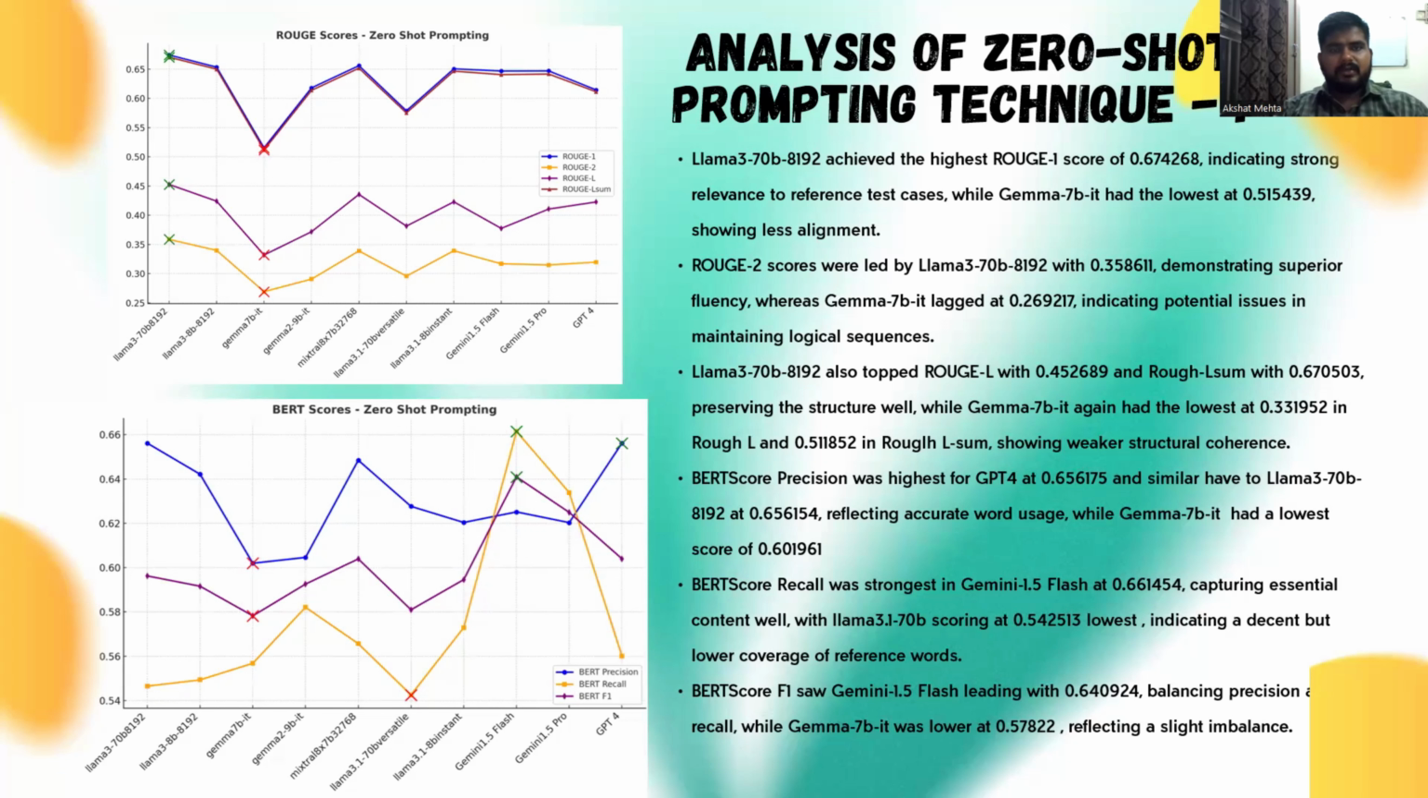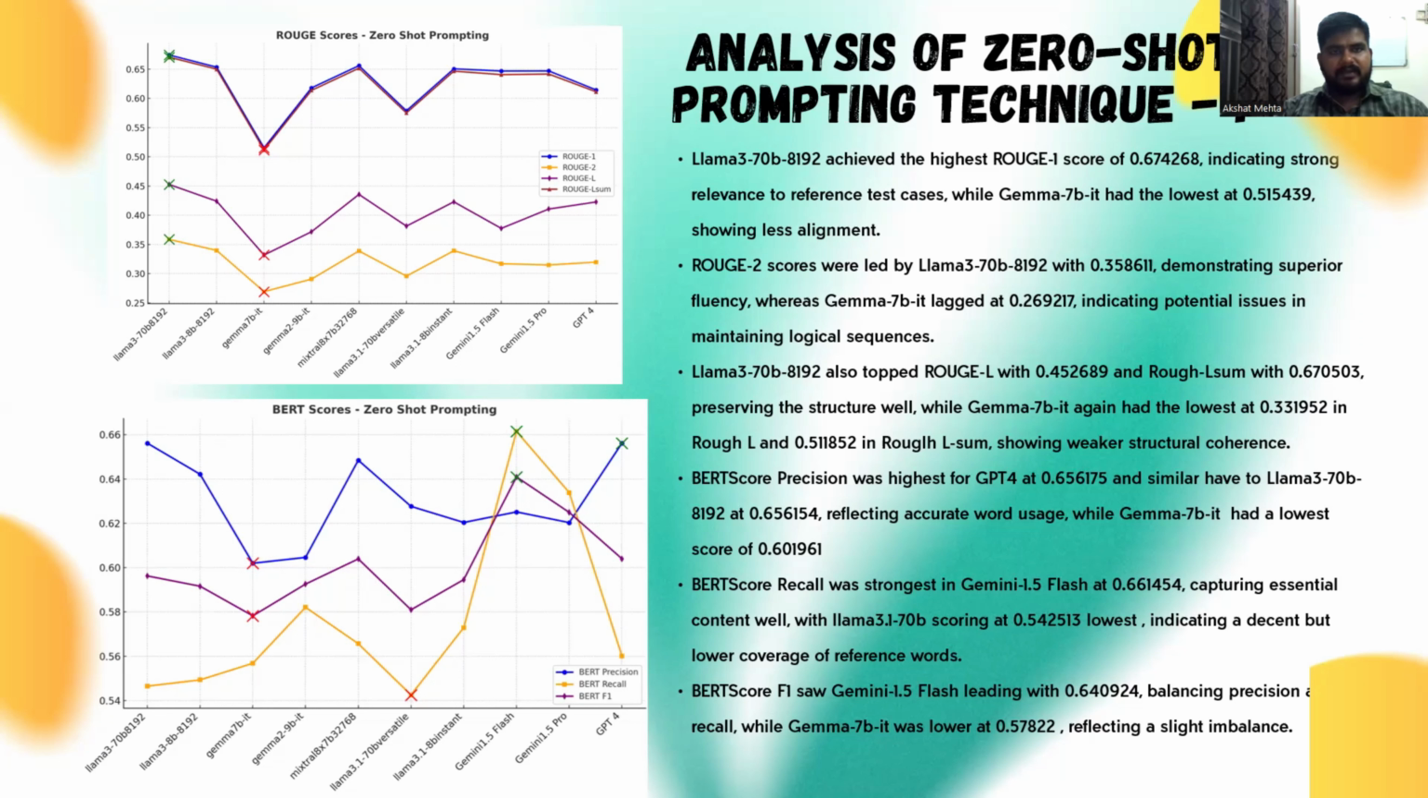For the BERT score, GPT-4 achieved the highest precision at 0.65617, closely followed by Llama 70 billion. Gemini 1.5 Flash had the best recall at 0.06614, showing strong content coverage. Overall, Gemini 1.5 Flash balanced precision and recall with the highest F1 score at 0.64092.